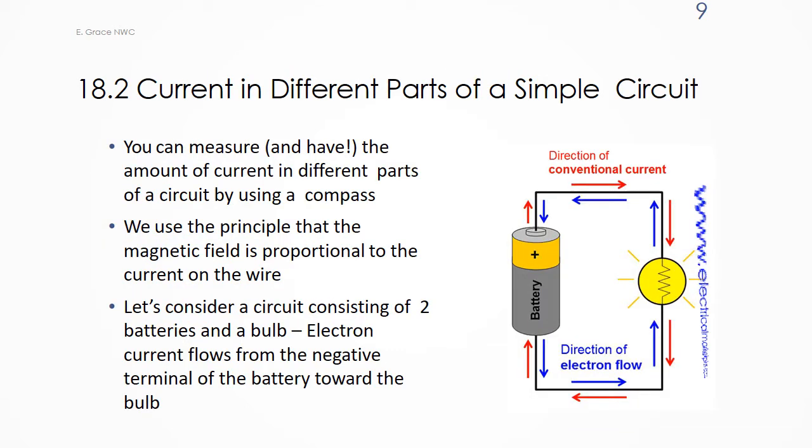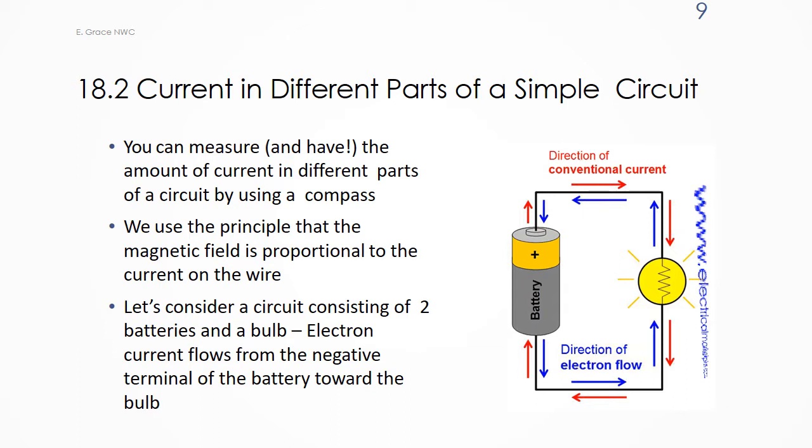All right, so you can measure, and you have measured, the amount of current in different parts of a circuit using a compass. Since we know that the magnetic field of a circuit is related to the amount of current, you can measure the magnetic field, work backwards, and get the conventional current.